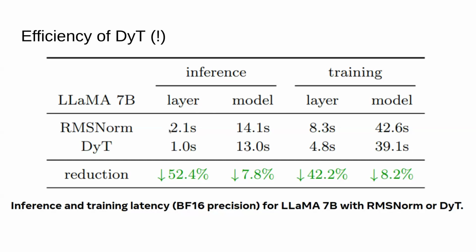You can see here they look at the time for the layer, so basically how much time this specific layer took, and then for the model overall. And you can see in both cases, both for training and inference, the time for the layer was about half. For inference, it was 2.1 seconds, and for the dynamic tanh, it was 1 second. And for the layer in training, it was 8 and then went to 5, right? And then for the model overall, it's about 8% in both cases.